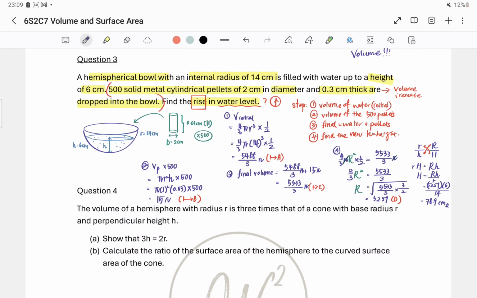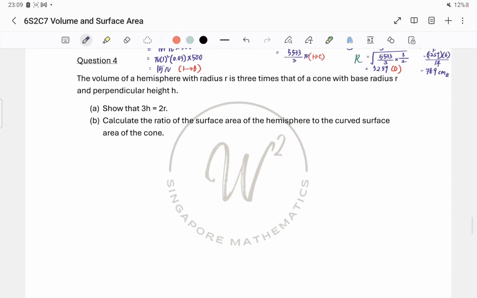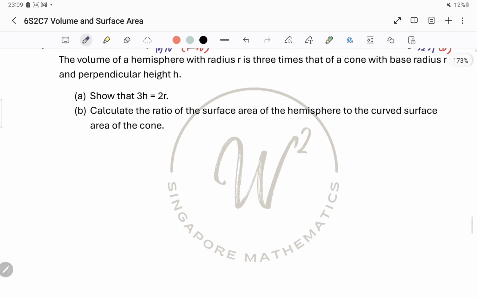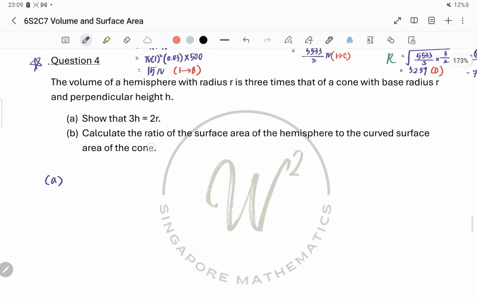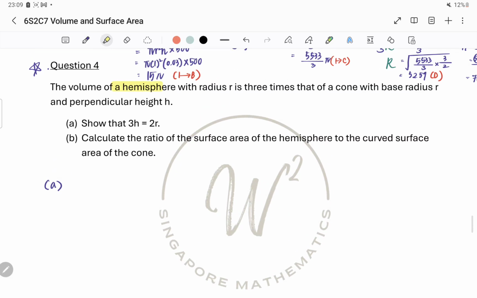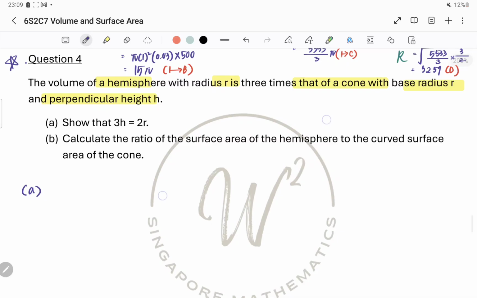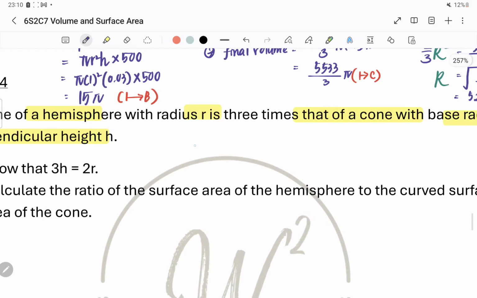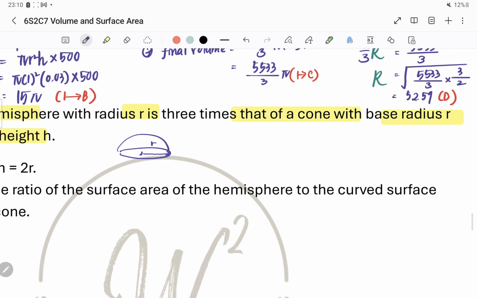Okay, so now you can also treat question 4 as your homework. But I will show you how to do 4A first. The volume of a hemisphere with radius r is 3 times that of a cone with the radius and perpendicular height. Be careful, now we are looking at two different things. First, the hemisphere, you have a radius r. And then you have a cone.